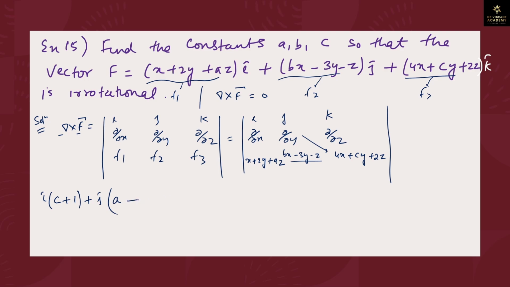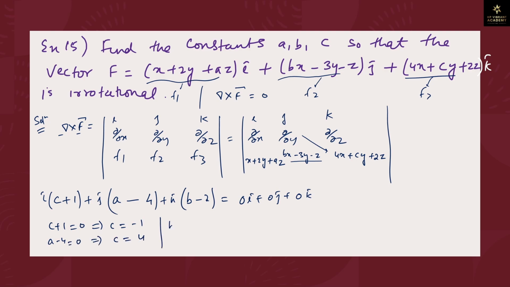and minus del upon del x. This is 4 plus k cap. This is del upon del x of this. So this is b and minus 2. So this is equal to, this is a irrotational vector. Okay, so we have to find the constants a, b and c such that the vector f is irrotational. So this we can equate with 0 vector. So this is 0 i cap plus 0 j cap plus 0 k cap. So let us equate this. So c plus 1 is equal to 0 implies c is equal to minus 1. a minus 4 is equal to 0. This implies a is equal to 4. And b minus 2 is equal to 0 implies b is equal to 2.